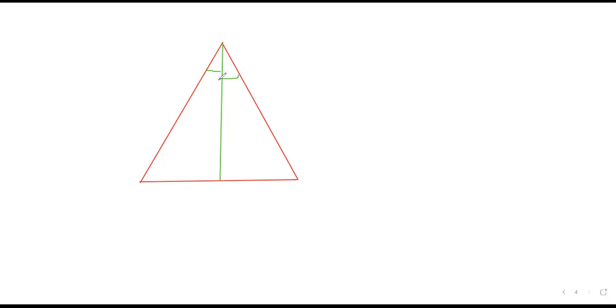Both are equal and their measurement is 40 degrees. I can just put the 40 over here, 40 degrees each. So this is 40 and this is also 40 degrees. Now this is all about the diagram. And one more thing that is also given is that this line is 6 feet. So the 6 feet line is the length of this line.